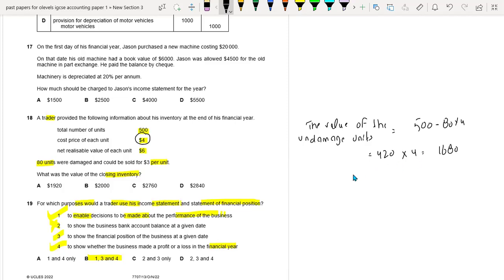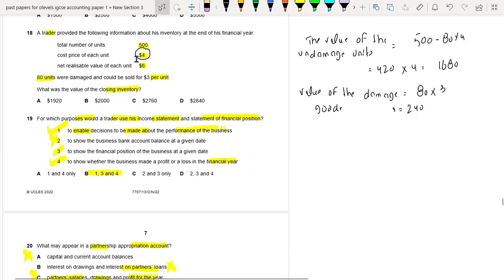Okay. And now we are going to find out the value of the damaged goods. So the 80 units which we sold, that was damaged. Okay. And that was sold for $3. So that would be its net realizable value. So 80 multiplied by 3, this would be 240. So this is the value of the damaged goods because it was sold for $3.